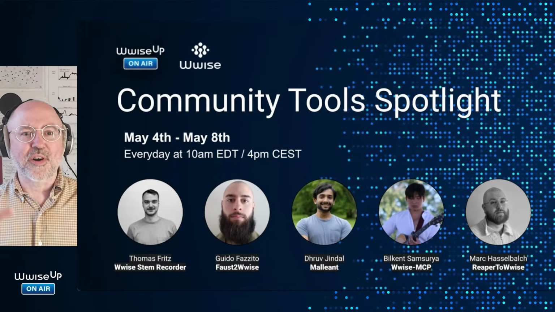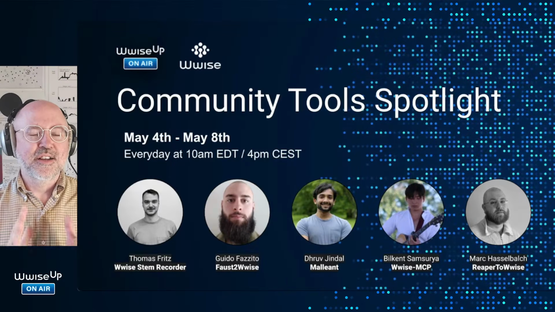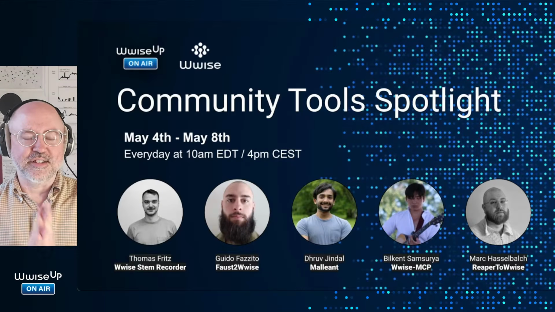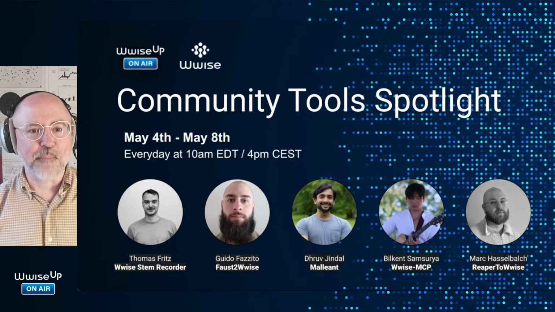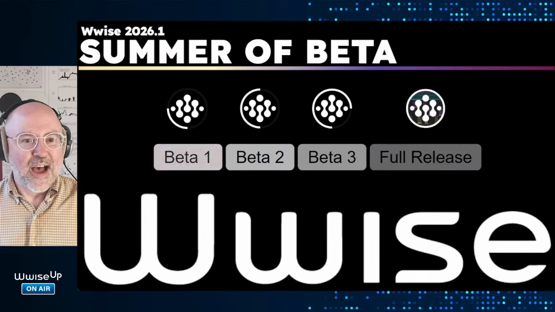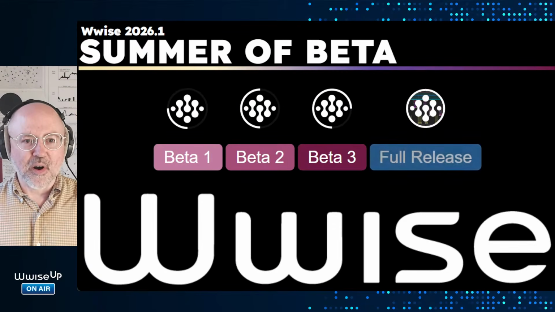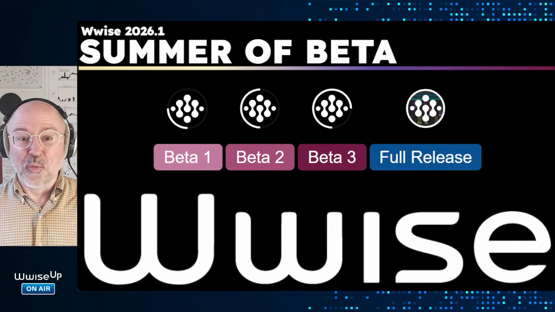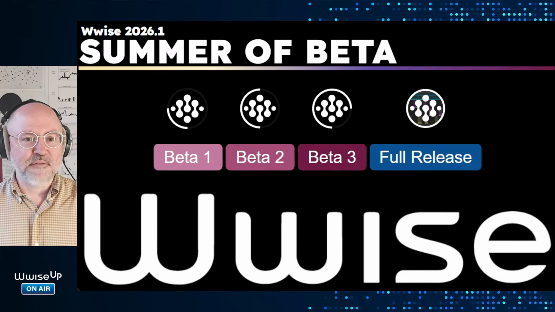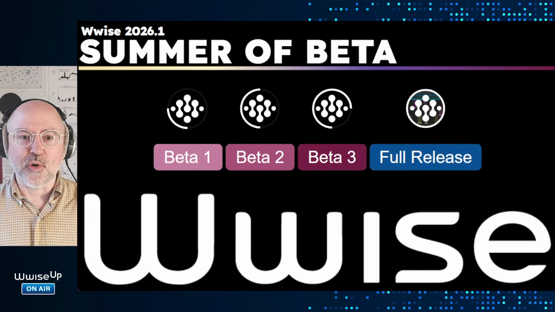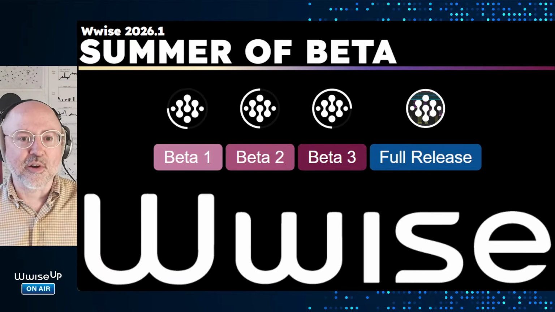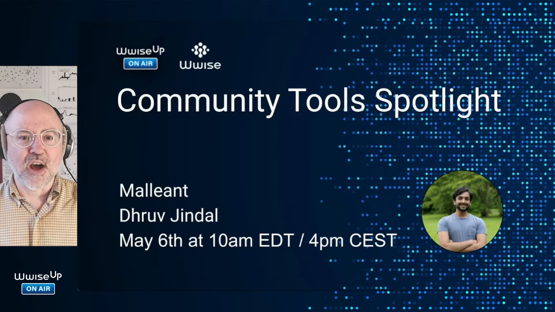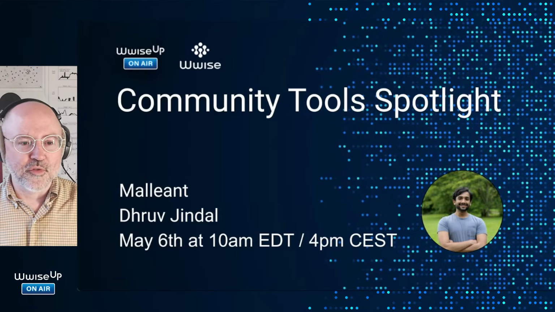This is our third of five sessions talking about tools that bridge the gap between Wise and developer workflows created by the community. And I'm excited to talk about the summer of beta for Wise 2026.1 coming up. We'll be kicking that beta 1 off later this month, so get tuned in and look for that announcement in the future. But in the meantime, we're here to talk about Malleant with Dhruv.